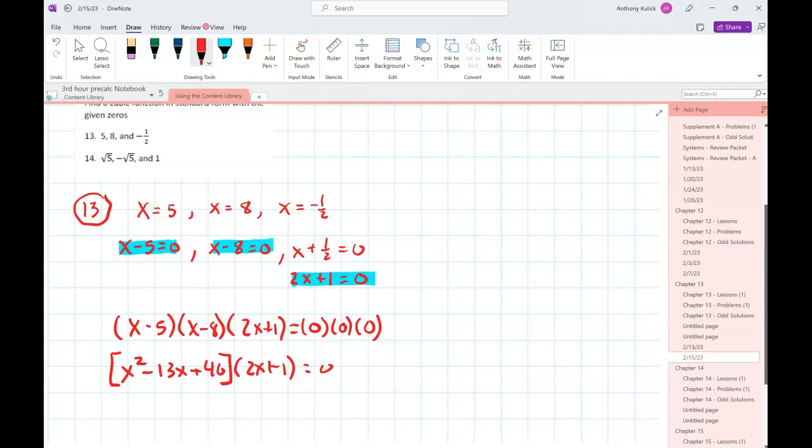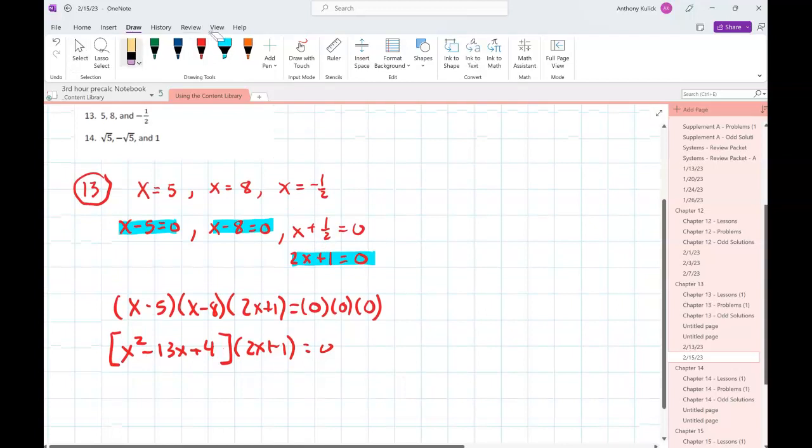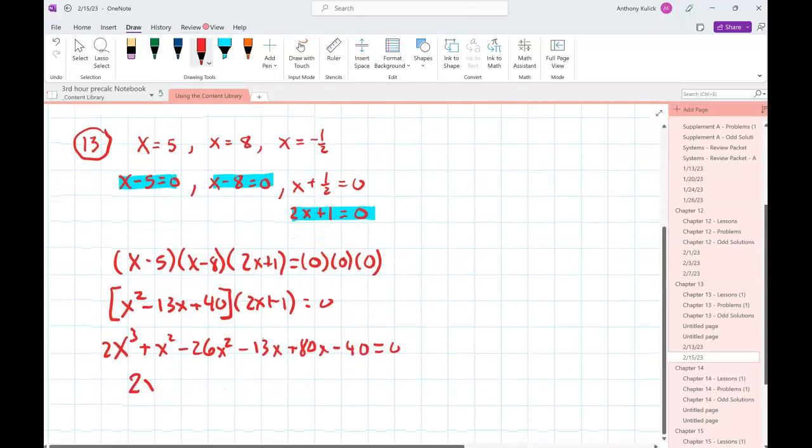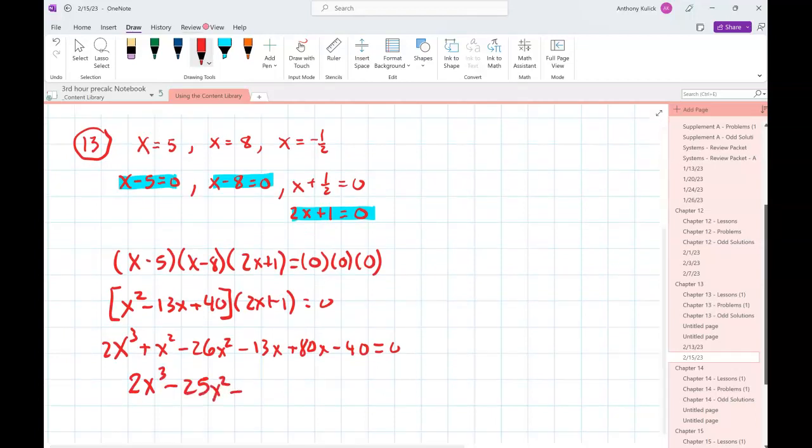You just need it to equal 0 for the next step that I did here. So I FOILed the first two together. Now I'll FOIL the next one. So I have 2x cubed plus x squared minus 26x squared minus 13x plus 80x minus 40. And then combine my like terms.